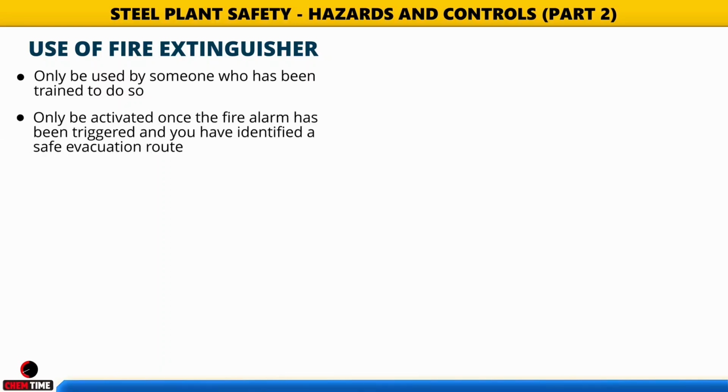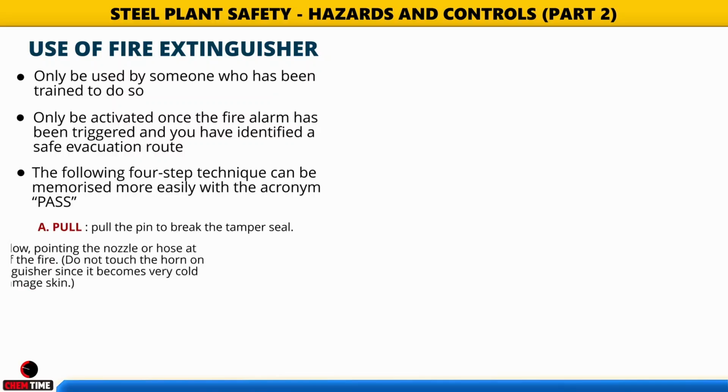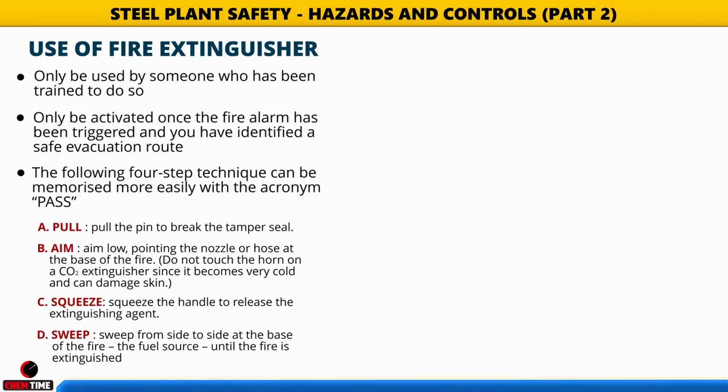How to use a fire extinguisher? It should only be used by someone who has been trained to do so, and it should be activated once the fire alarm has been triggered. You also have to identify a safe evacuation route. There is a 4-step technique, and the acronym you can use to memorize it is PASS. PASS means pull, aim, squeeze and sweep.